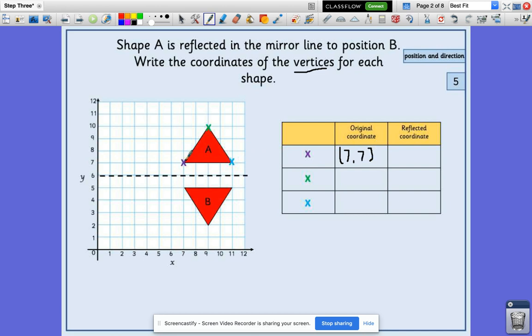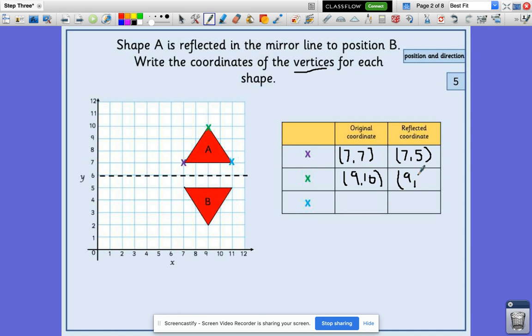Okay, and that has been reflected. Now, which one has it been reflected to? It's been reflected to this one, we can see that there, and that's 7, 5. Now we're going to look at the green original, which is up here, and that's 9 along the corridor, up the stairs, 9, 10. Then that point is reflected here. That vertice is 9, 2.